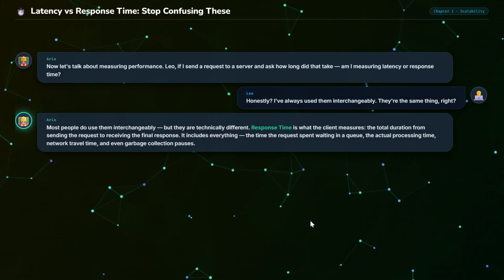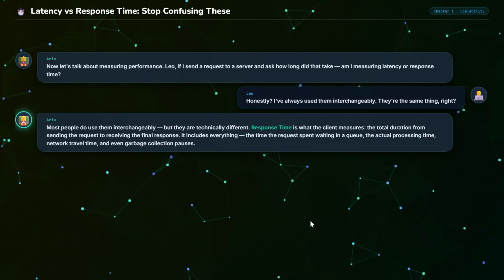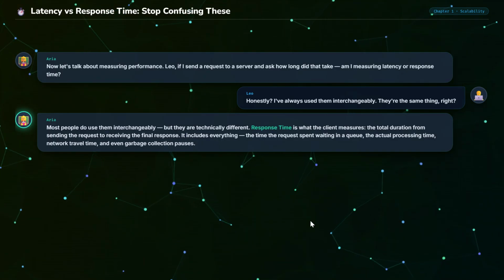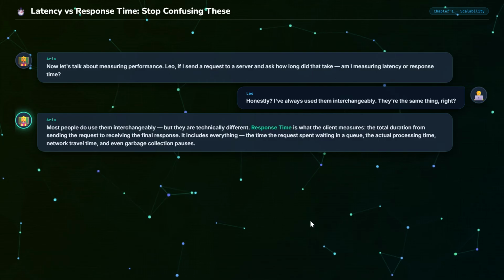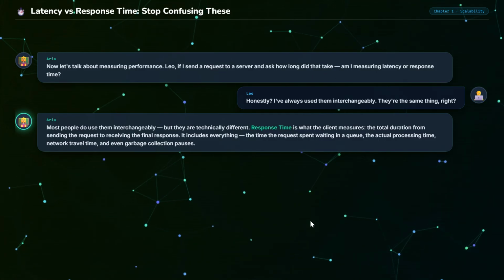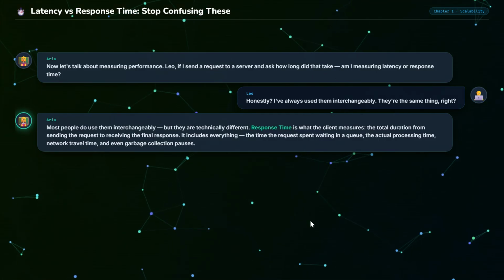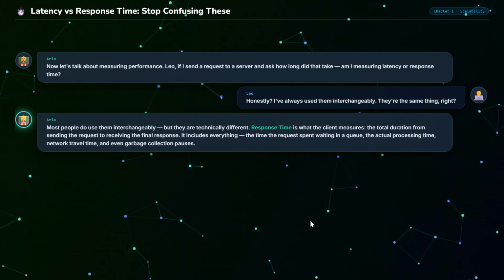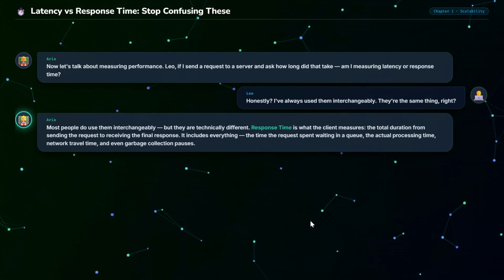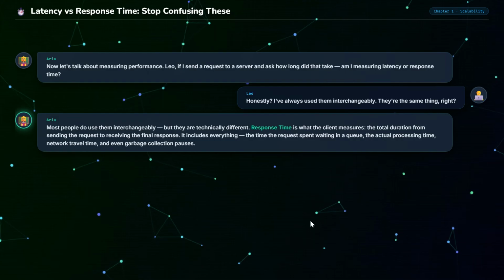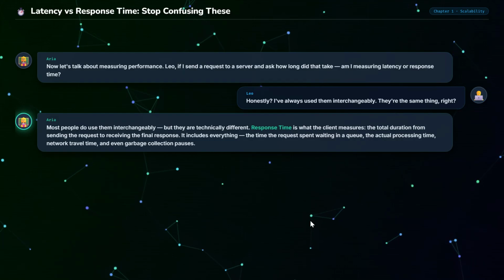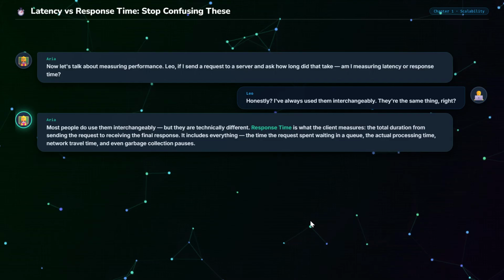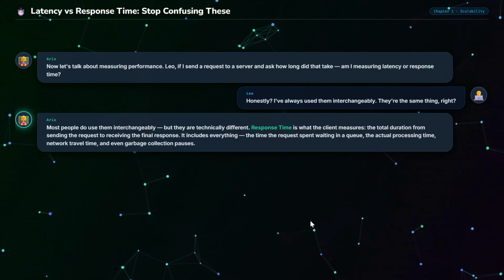Most people do use them interchangeably, but they are technically distinct. Response time is what the client actually measures. The total duration from the moment a request is sent to the moment the final response is received. It includes everything. The time sitting in a queue. The actual server processing time. Any garbage collection pauses. The network round trip time. And any serialization overhead.